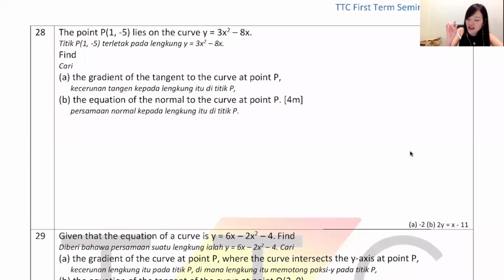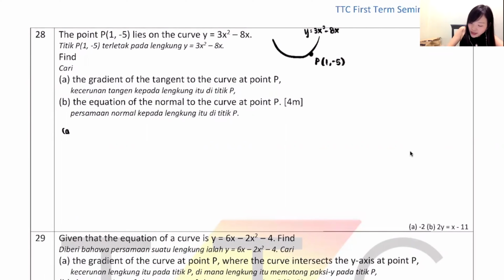The point P lies on the curve. Even though it's not necessary to draw, I'm scared you don't understand, so I'll draw for you. So let's say there's a curve called y = 3x² − 8x, and there's a point called P, which is (1, −5). I simply draw one, so let's say the curve looks like this.